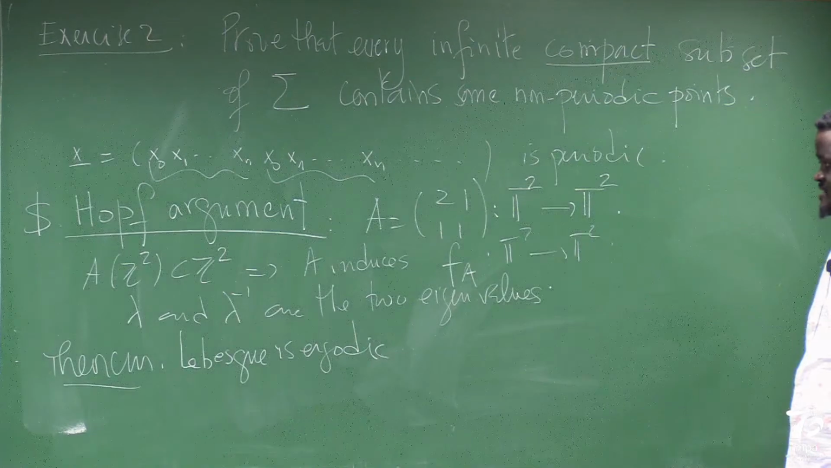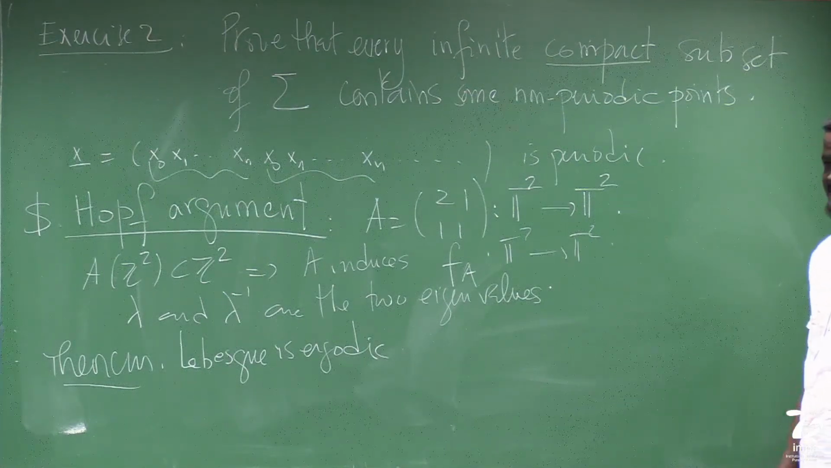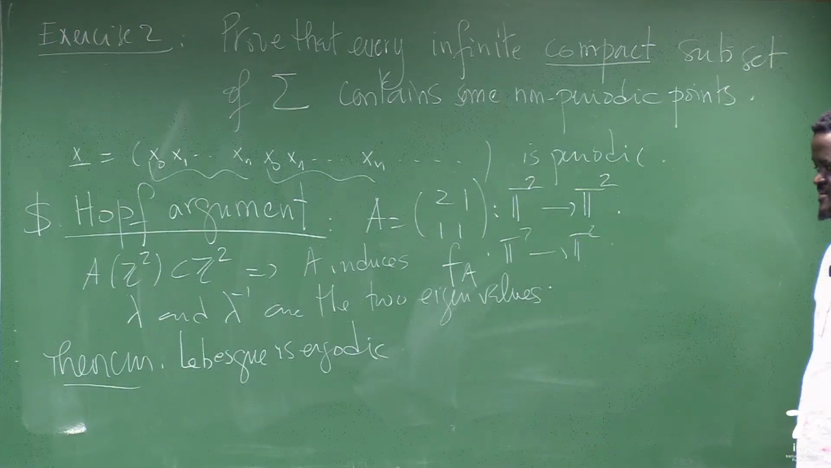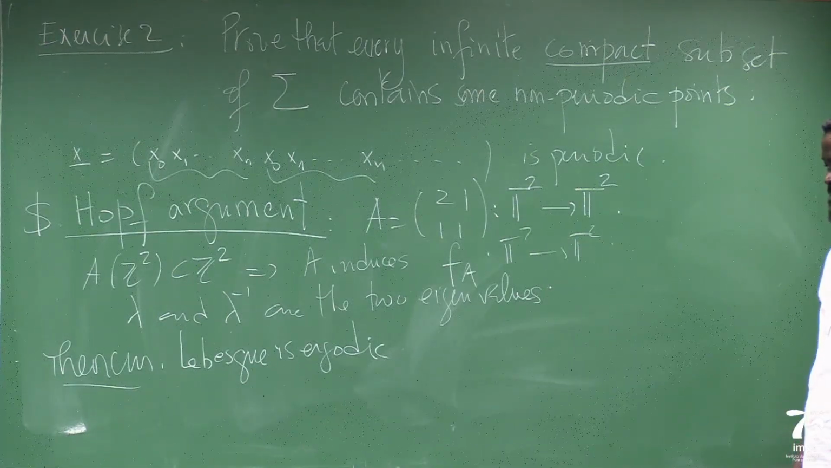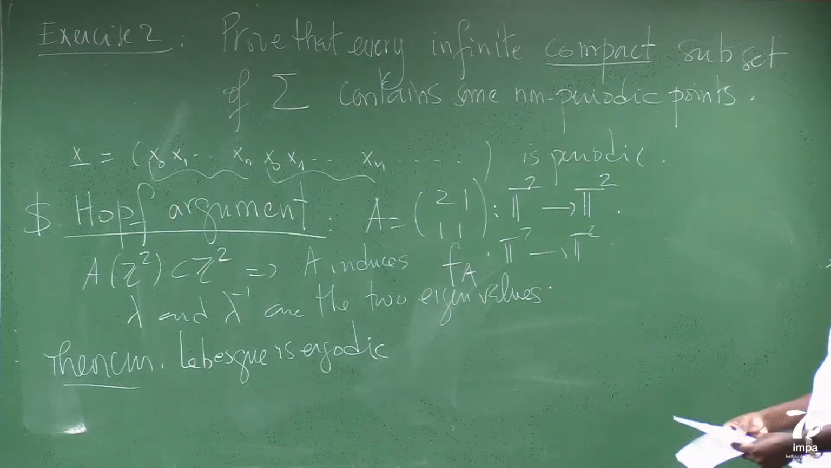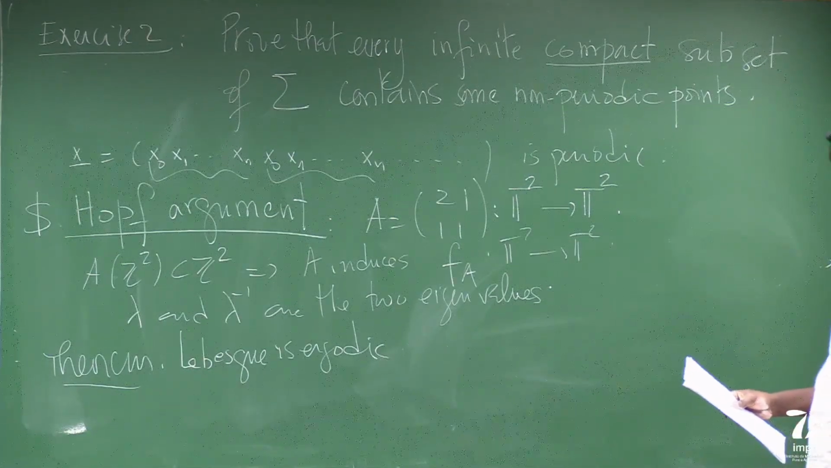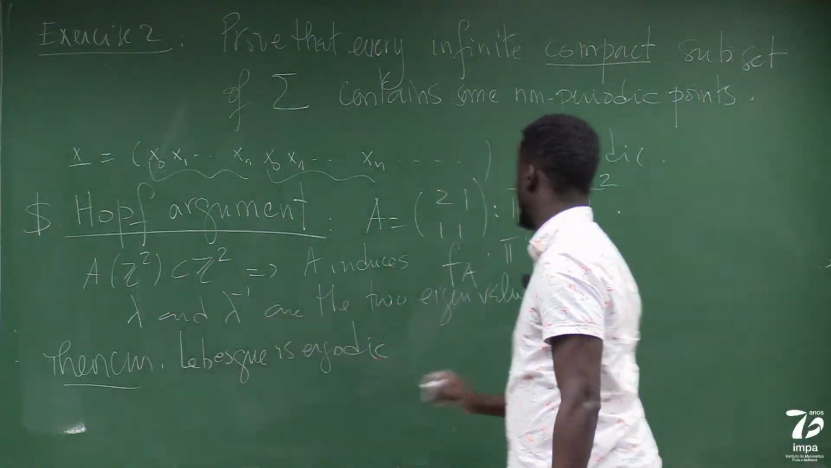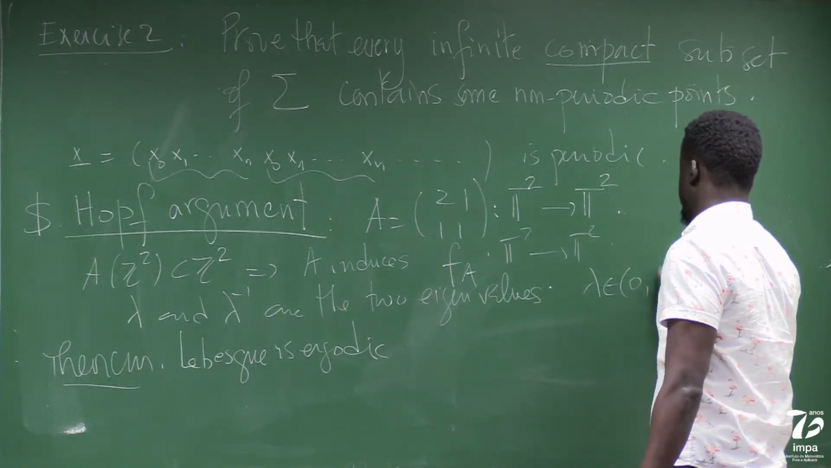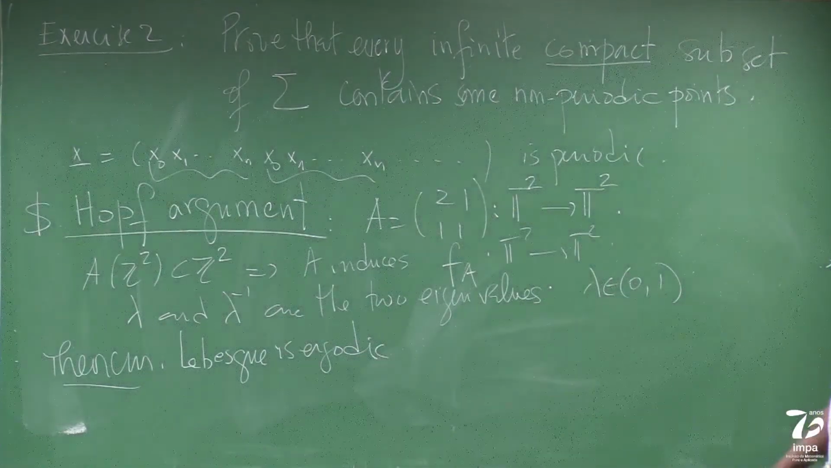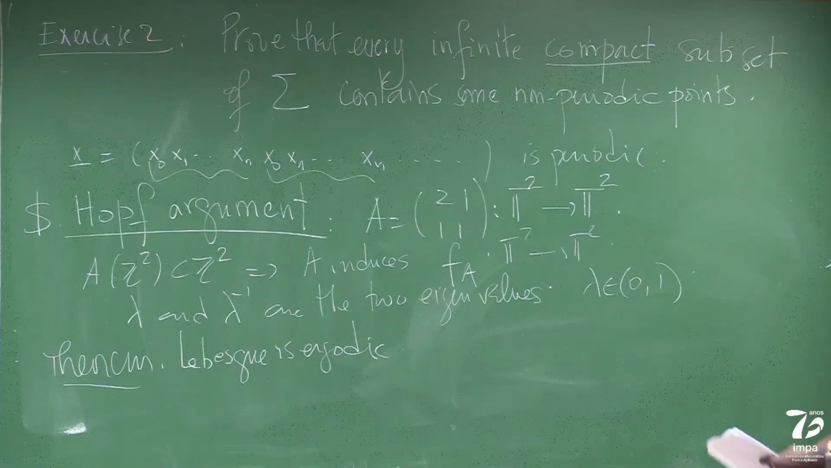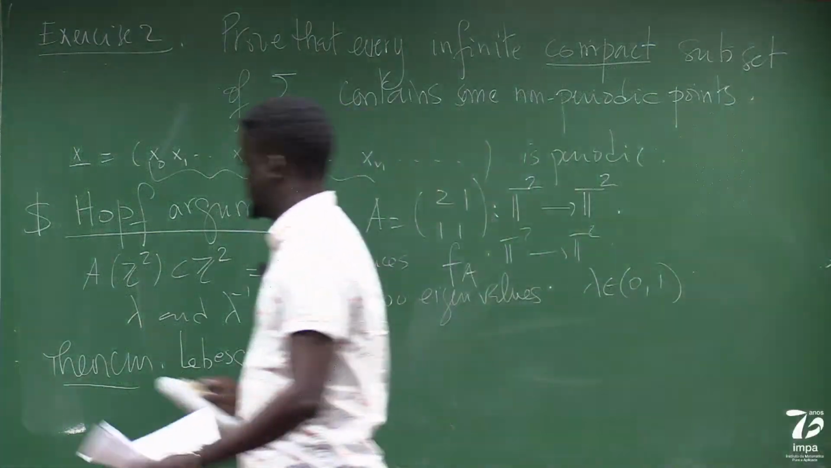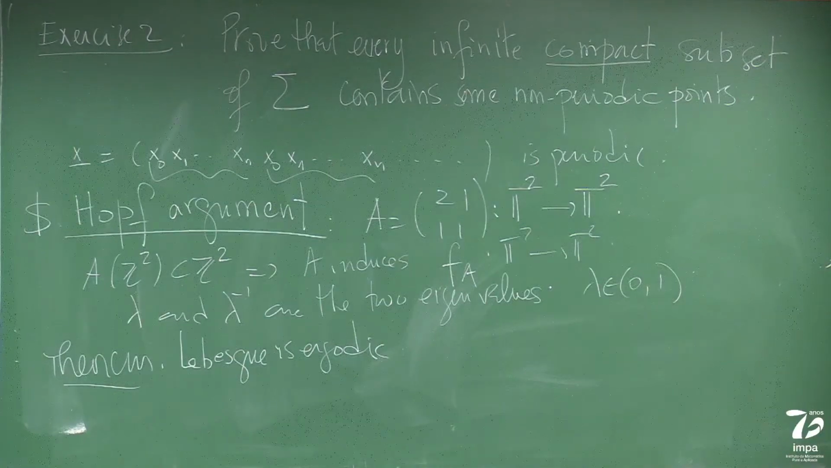Why is Lebesgue invariant here for this simple map? Determinant is 1, exactly. So we're proving Lebesgue is ergodic. I forgot to say that here you can suppose that lambda is in (0,1), because the determinant is 1, so you have two eigenvalues: one is in (0,1), and the other one is the inverse. Let me explain the Hopf argument, how it works in this simple case.